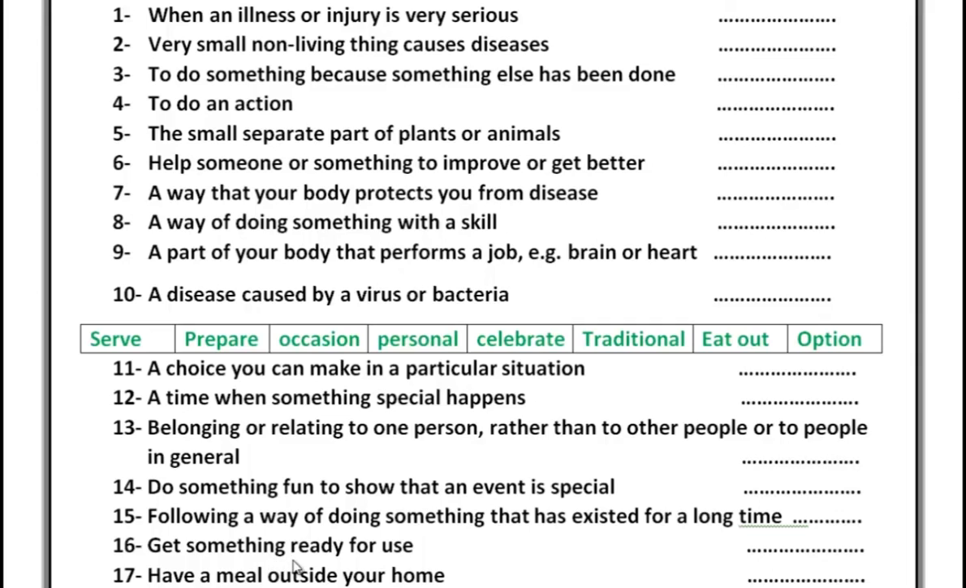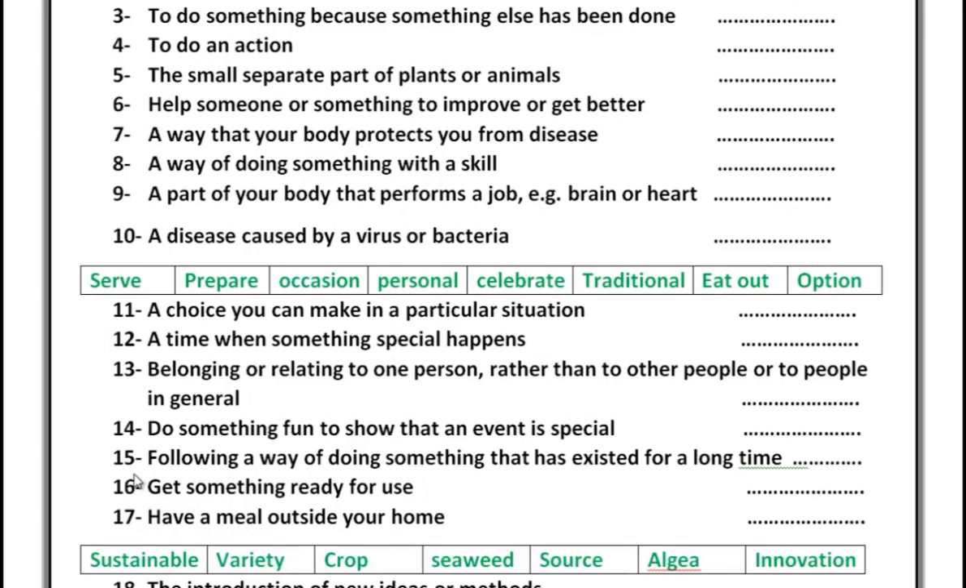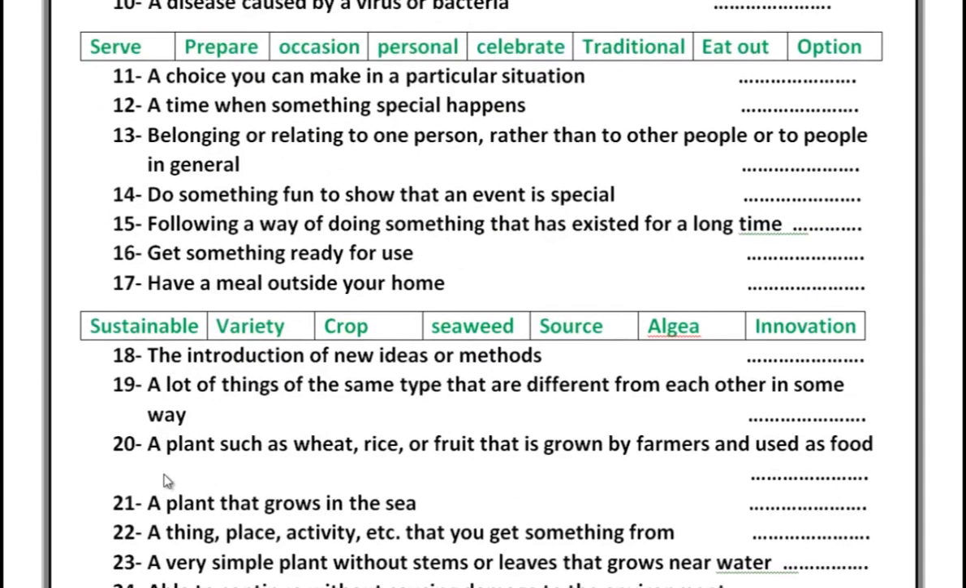Get something ready to use: prepare. 17, have a meal outside your home: you eat out. The last group here.